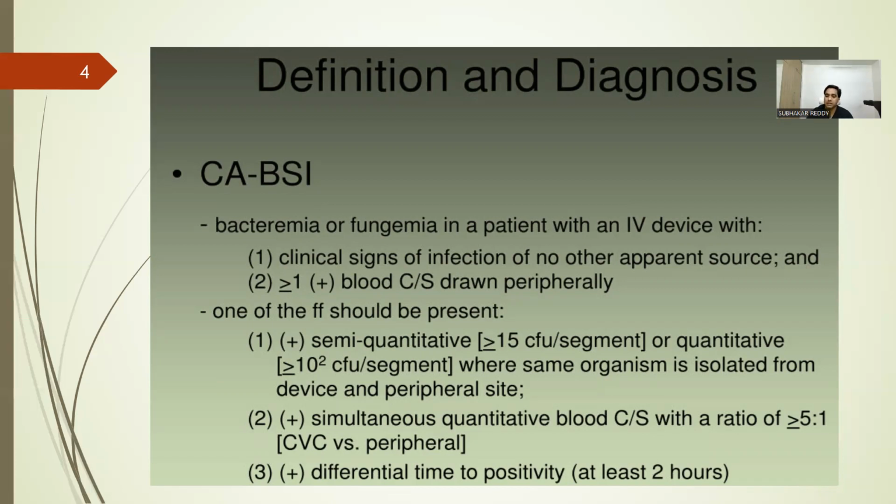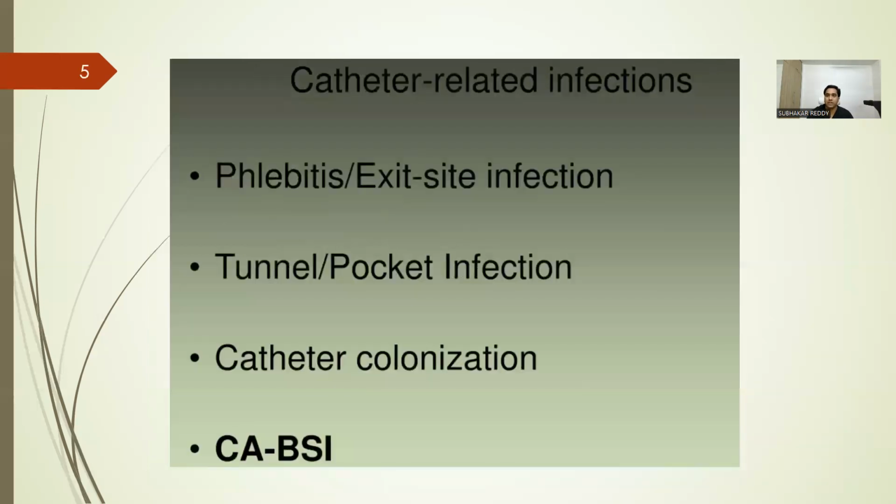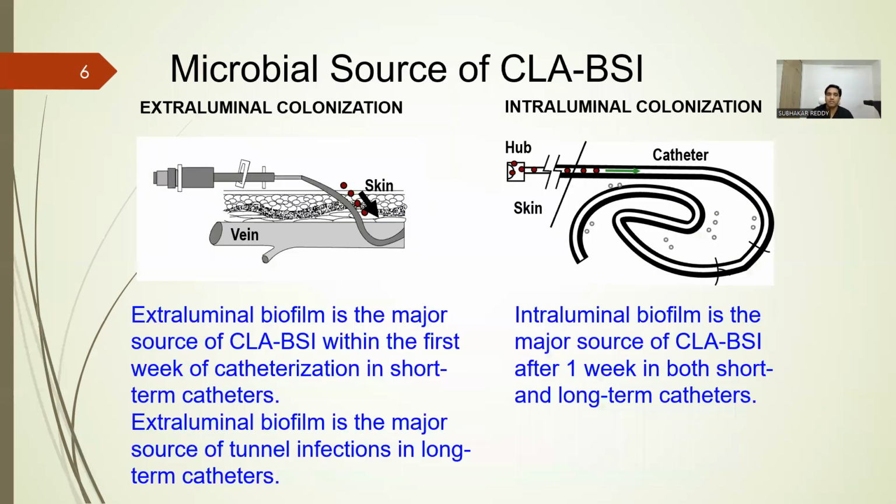Or simultaneous quantitative blood cultures with a ratio of more than 5:1, with central blood showing higher quantitative growth when compared to the peripheral. 5:1 or more growth will constitute a CA-BSI, catheter-associated bloodstream infection. Catheter-related infections usually are local site infections like phlebitis, exit site infection, tunnel or pocket infections, catheter colonization, and bloodstream infection.